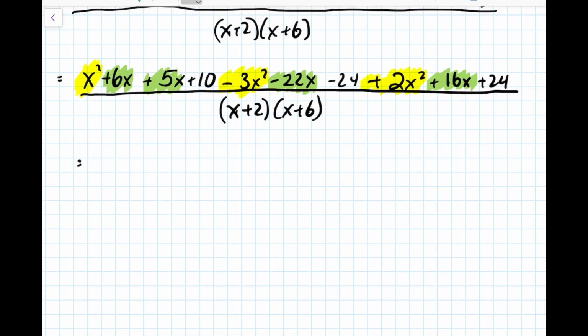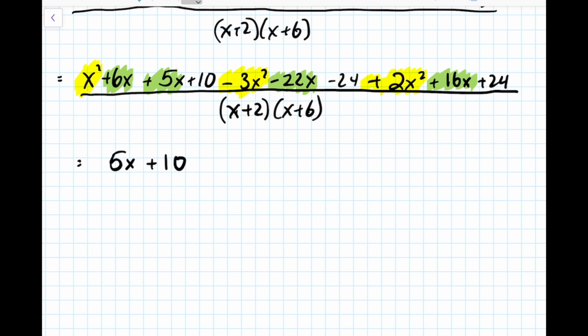So looking at our x squared minus 3x squared plus 2x squared is actually just going to all cancel out. So we've got no x squares. For my x's, 6 plus 5 is 11. 11 plus 16 is 27. And then 27 minus 22 is 5. So for me, I'll typically do all my adding and then worry about the subtraction at the end, like I just did. And then for here, 10 plus 24 and minus 24, well, those 24s are going to cancel out, and we're just going to get 10.